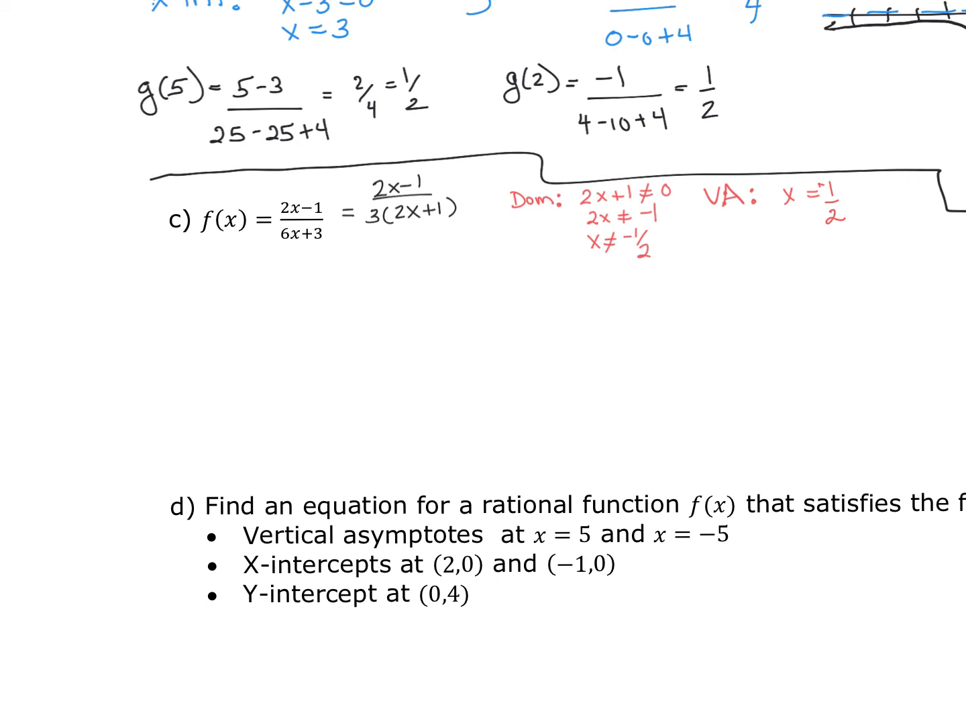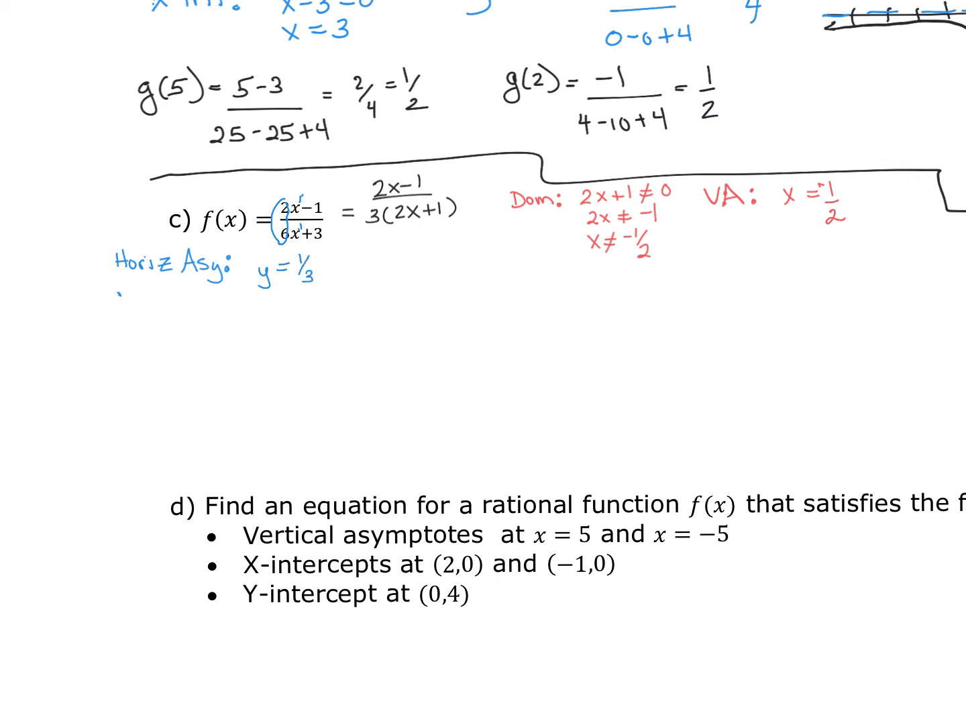So now we want to find our horizontal asymptotes. And our horizontal asymptotes come from comparing the degrees. And so if we compare the degree of the top and the bottom, we notice we have a degree 1 on the top, a degree 1 on the bottom. So we'll take the ratio of the lead coefficients, and we'll get y equals 1/3.